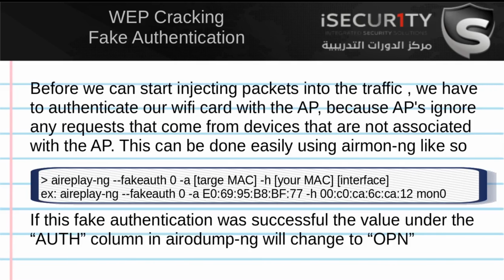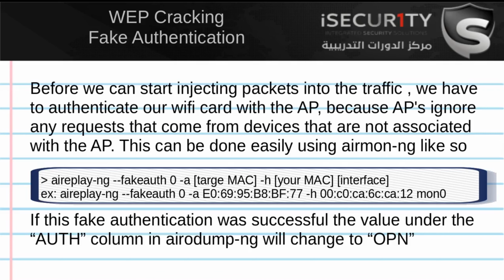But before we can inject packets into the air, we have to authenticate our device with the target access point. See, the way that access points work, they have a list of all the devices that are connected to them. And they ignore any packet that comes from a device that is not connected to them. So if a device that doesn't have the key tries to send a packet to your router, it will just ignore it. It won't even try to read it or see what's in there. So before we can inject packets to the router, we're going to have to authenticate ourselves with the router.